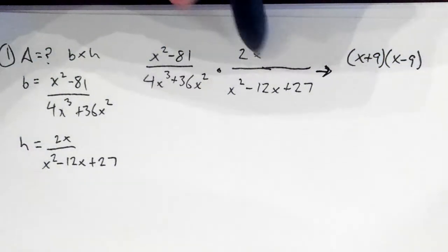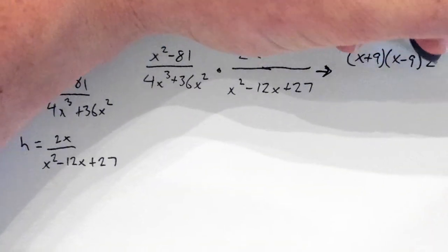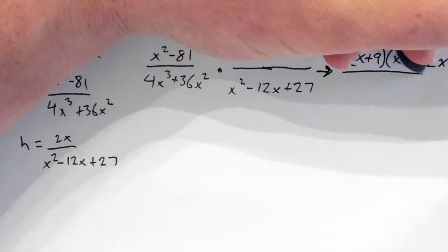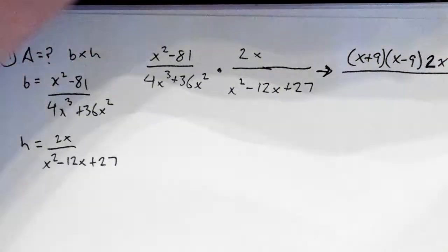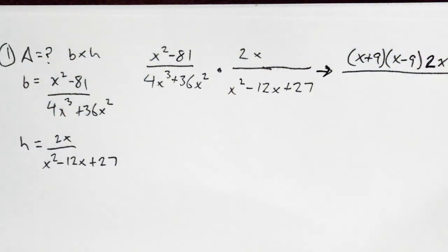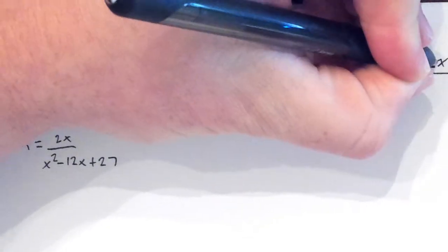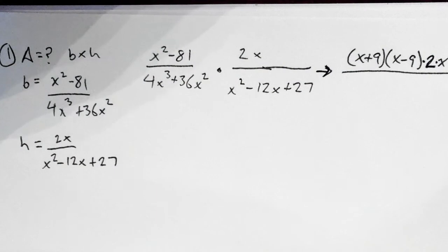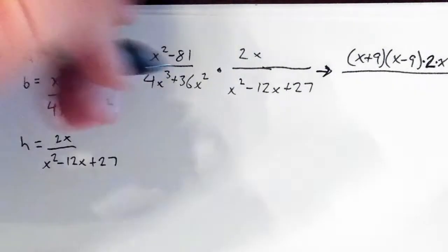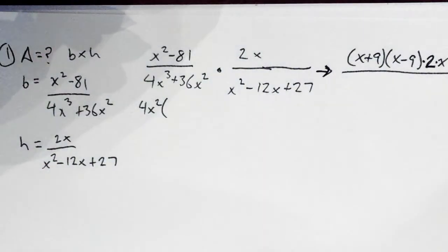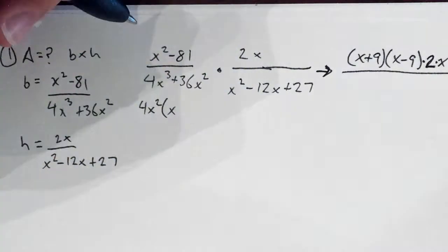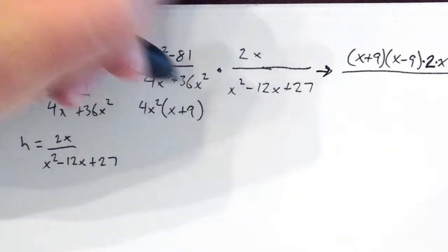I can't factor anything here, so I'm just going to leave 2x on the outside. I could put it in front, but the commutative property of multiplication means we can multiply everything together and it doesn't matter what the order is. Just understand that this is 2 times x. For the bottom, I can take out a 4 and an x squared, so 4x squared comes out, and that leaves me with x plus 9. That's the factored form for this side.